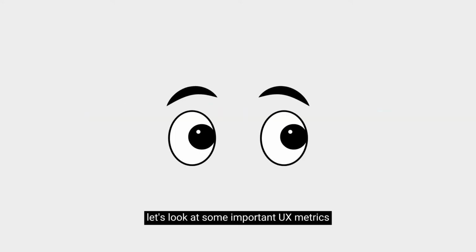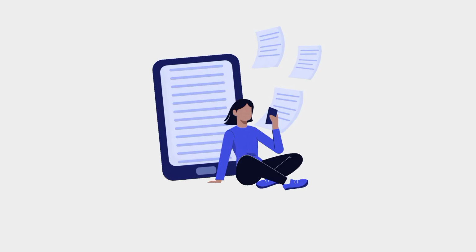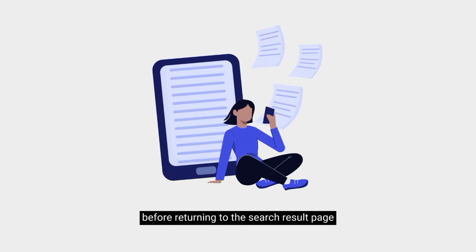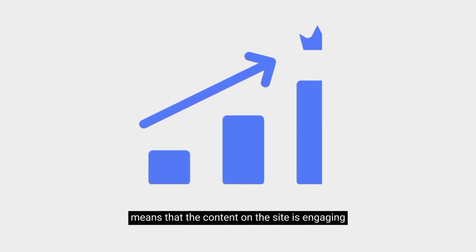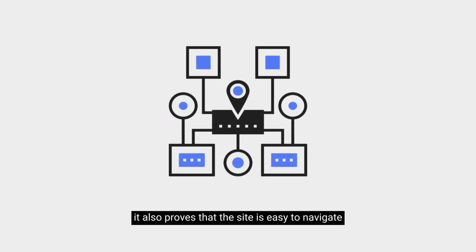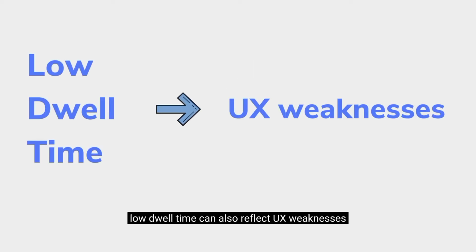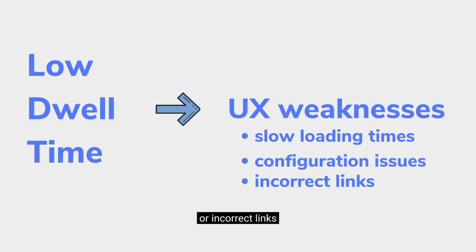Let's look at some important UX metrics when it comes to SEO. Okay, the first one is time on page, also known as dwell time. This metric shows how long a user spends on a web page before returning to the search result page. A high dwell time means that the content on the site is engaging and relevant to the user's query. It also shows that the site is easy to navigate and provides a rich user experience. Low dwell time can reflect UX weaknesses such as slow loading time, configuration issues, or incorrect links.